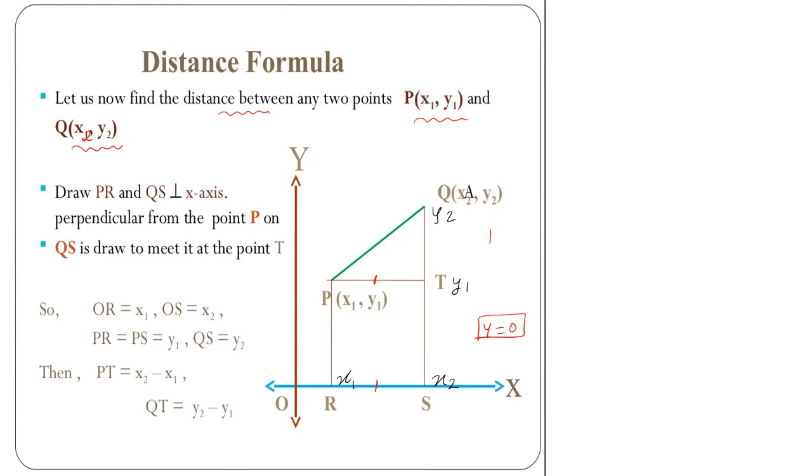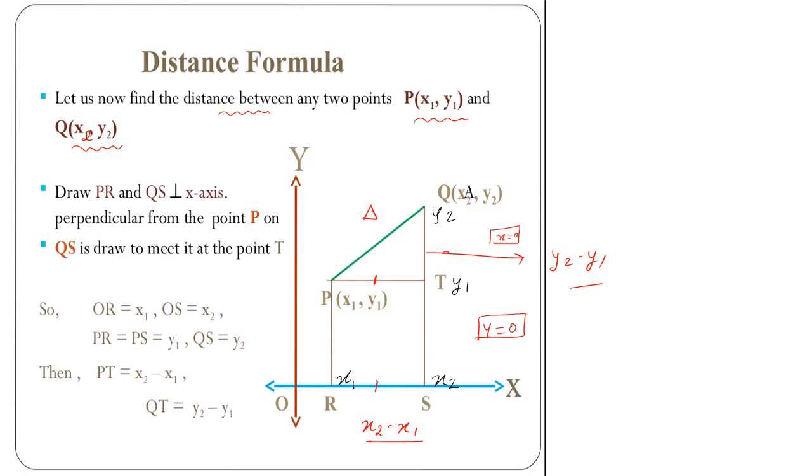So here you need to understand one important thing, that if point R is x1 and point S is x2, what will be the length of this RS? So I can guarantee it would be x2 minus x1. Also, when I need to find the length of this QT, it would be y2 minus y1. So that is the sense I have to consider this triangle.